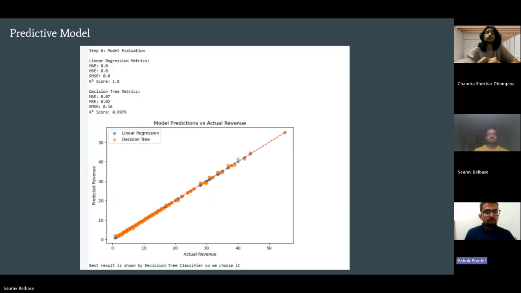And for the predictive model, we implemented linear regression and decision tree models. And as you can see from the result, we obtained R2 scores of 1 and 0.99 for the linear regression model and decision tree, which is also justified by the plot. As you can see, there is a plot which highlights the actual revenue and the predicted revenue, and we got a straight line which represents that the actual revenue and predicted revenue are very similar to each other. And then next.